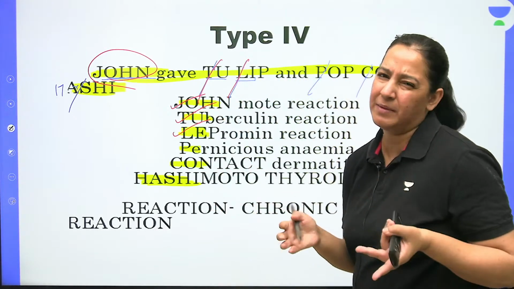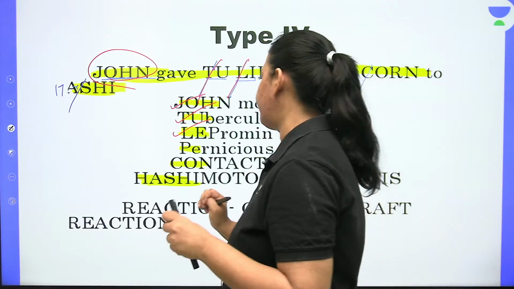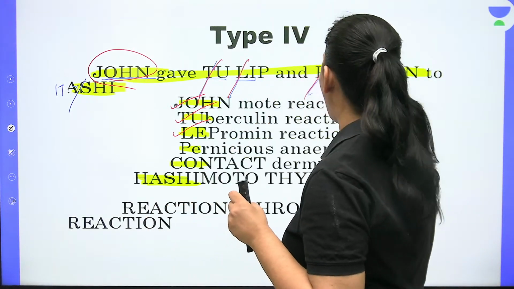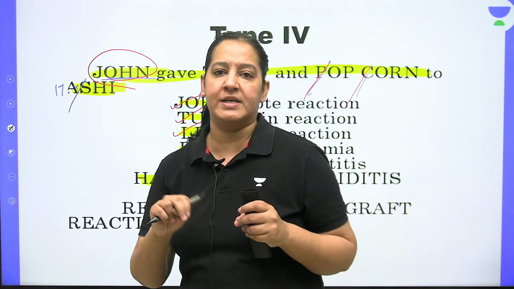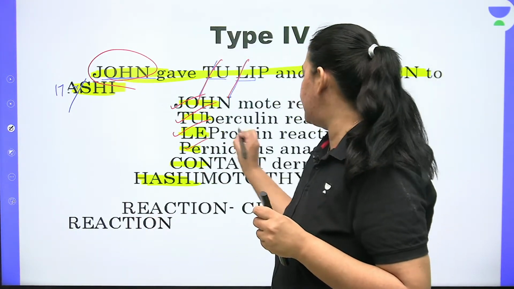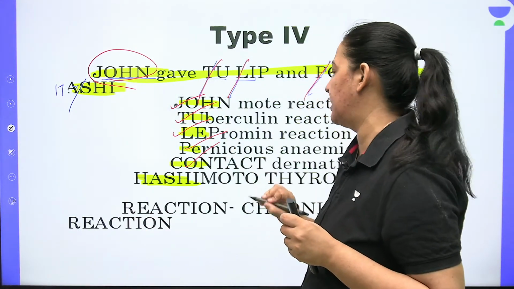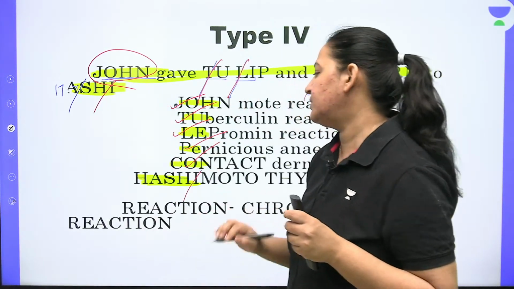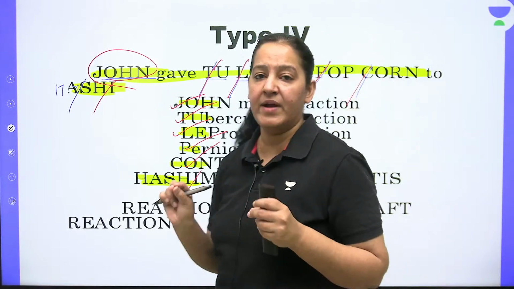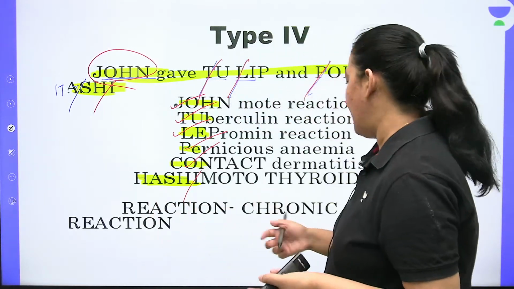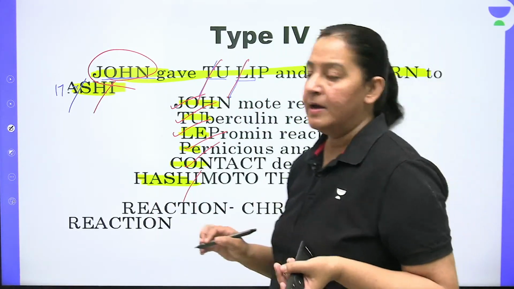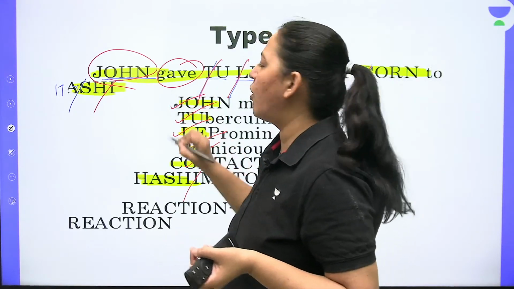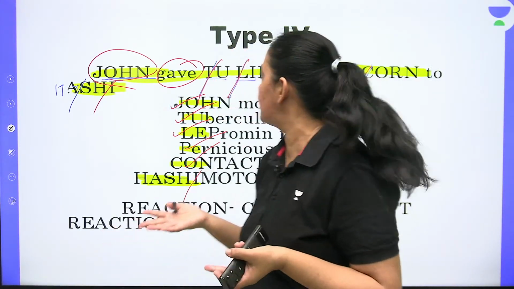So tuberculin and lepromin, you all know that these are examples of type 4 hypersensitivity. Pop and corn, again two things: P stands for pernicious anemia and C stands for contact dermatitis. And last, Hershey is Hashimoto thyroiditis. So these are the important examples. Apart from it, you all know chronic granuloma. You can make it from gave, granuloma. Chronic granulomas are also examples of type 4.